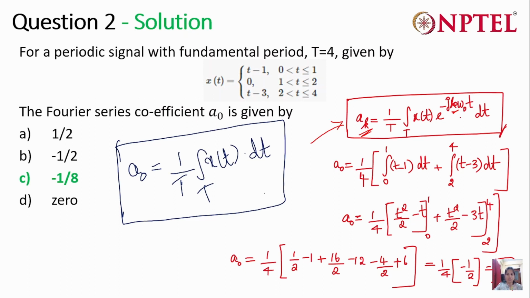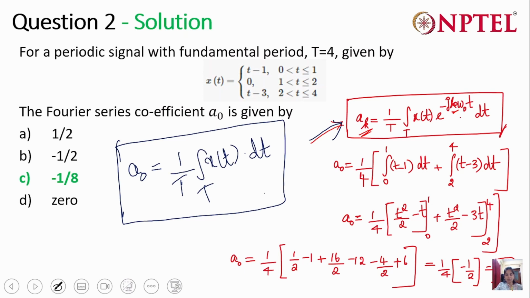So this is the formula. Whatever we are asked to find, we have to substitute for different ak's. We have to substitute in this formula, put the value of k, and then solve that integral. So now to find a naught, it's just 1 by T integral over T of x of t dt.